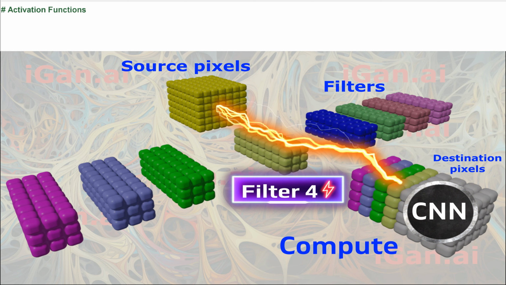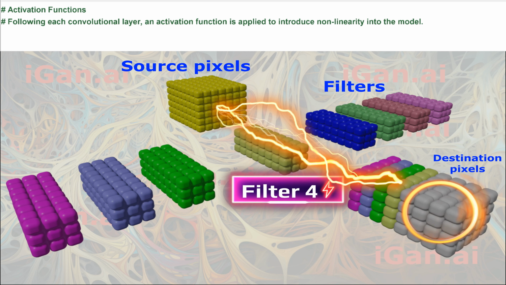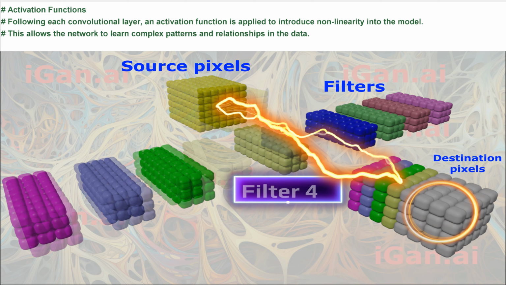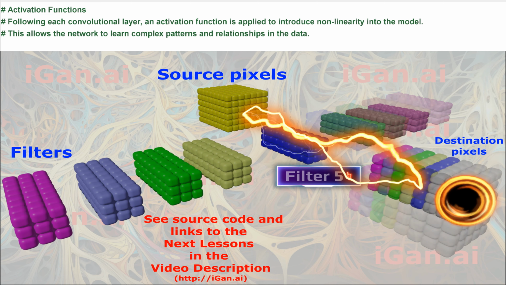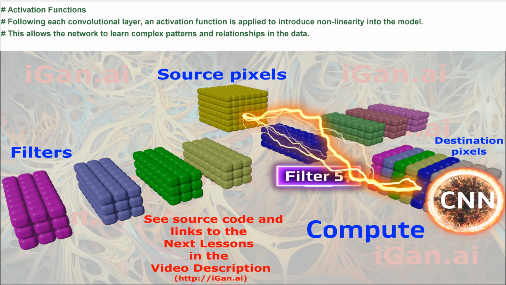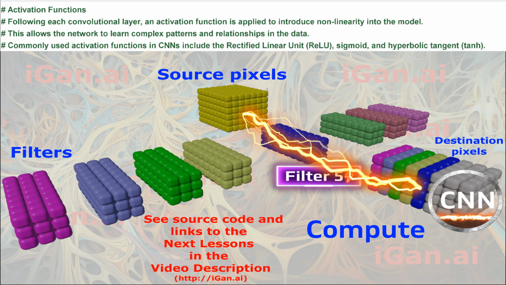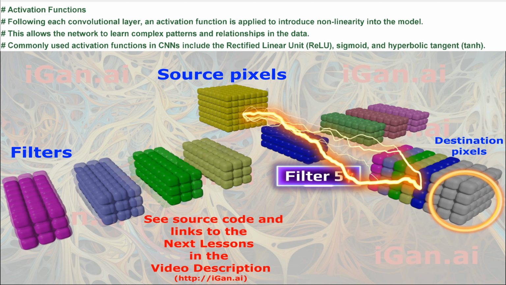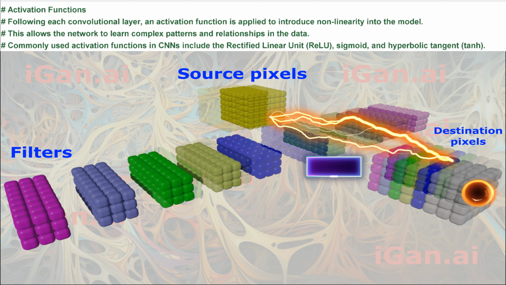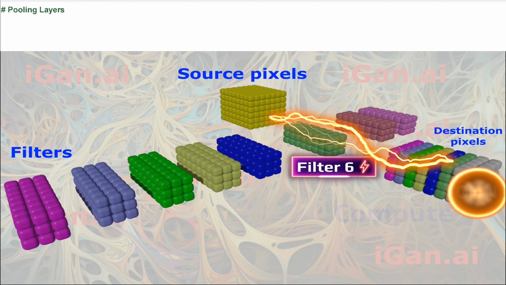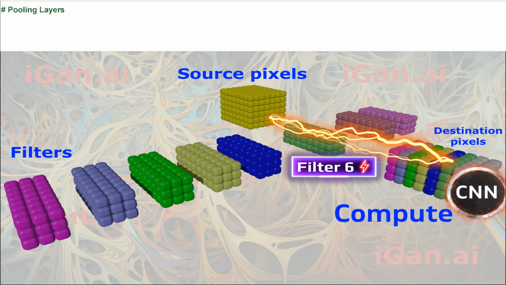Activation functions. Following each convolutional layer, an activation function is applied to introduce non-linearity into the model. This allows the network to learn complex patterns and relationships in the data. Commonly used activation functions in CNNs include the rectified linear unit, ReLU, sigmoid, and hyperbolic tangent, tanh.